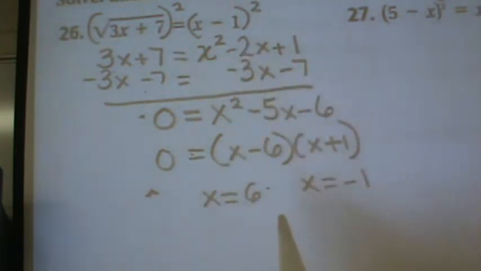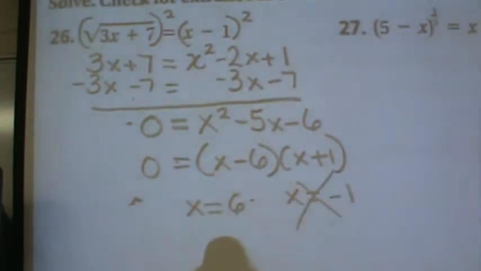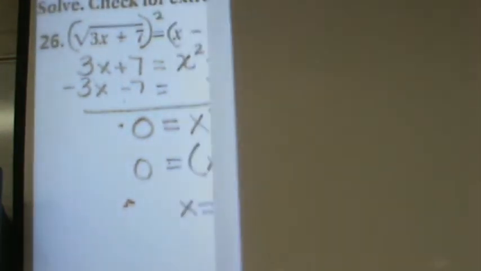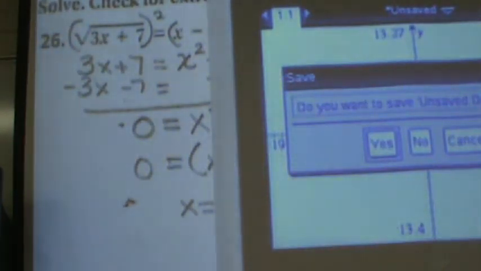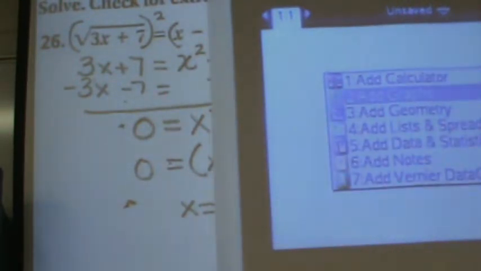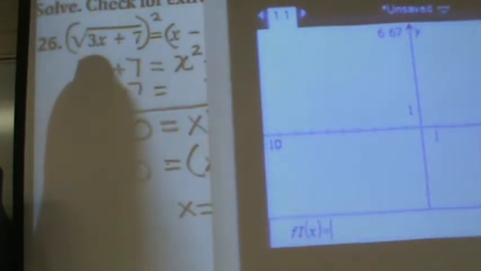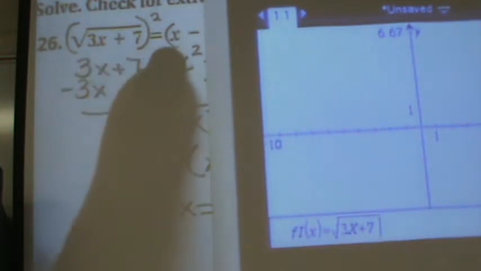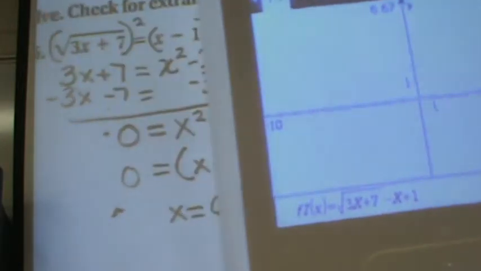Let's check this on our calculator. So, let's make sure 6 is the answer on this one. This one ends up being extraneous, it doesn't work. So what are you going to type in? You're going to type in the square root of 3x plus 7 minus x and plus 1. Notice how I change the signs of these?